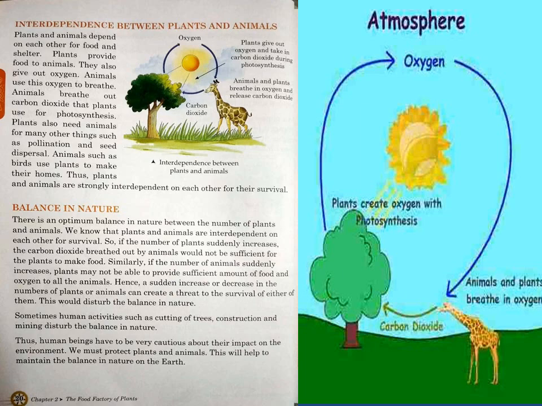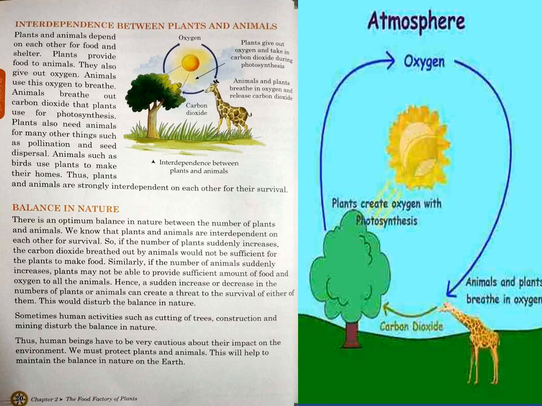Thus, plants and animals are strongly interdependent on each other for their survival. So in nature, both the animals are dependent on plants and the plants are dependent on animals. These two things you will have to keep in mind, that there is an interdependence. There is a relationship of dependence among the plants and the animals. Both are dependent on each other.